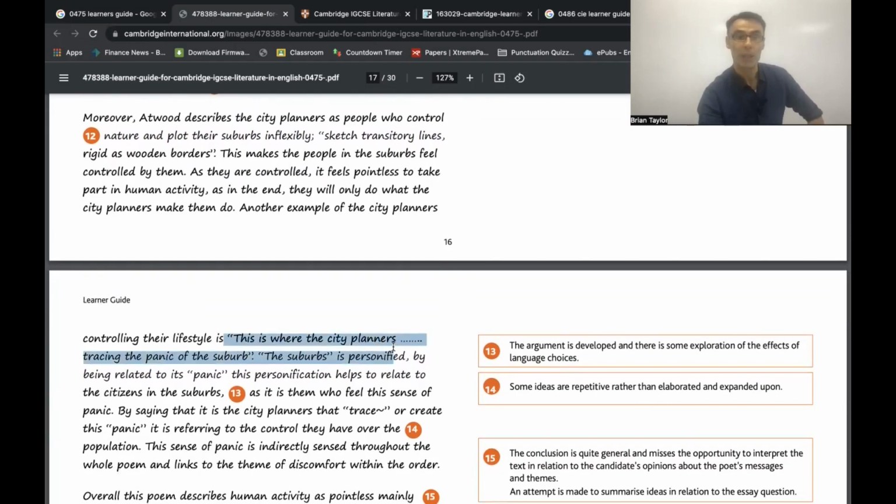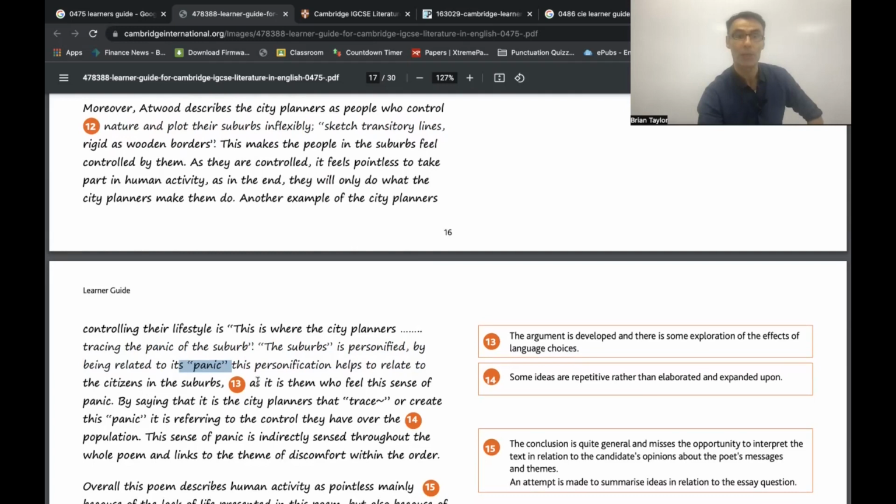This is where the city planners tracing the panic of the suburbs. The suburbs is personified by being related to its panic. The personification helps to relate to the citizens in the suburbs, as it is them who feel the sense of panic. Okay, so she's saying that the panic in the suburbs is really felt by the citizens, and it's those who feel the lack of control.